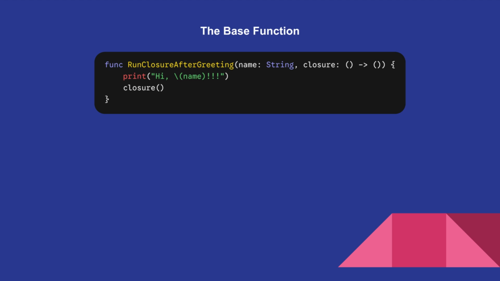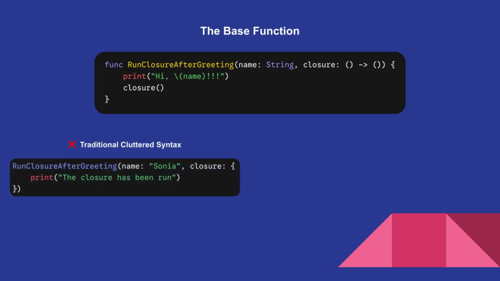Let's look at this in practice. At the top, we define a basic function called runClosureAfterGreeting. It takes two parameters, a string for the name, and a final execution parameter simply called closure. If we call this function normally, as seen on the left under traditional syntax, we have to explicitly pass the name string, include the closure argument label, open a brace inside the parameter parentheses, write our block, and then close both the brace and the parenthesis together. It works, but it's visually noisy and leaves trailing characters, which can be annoying to track.